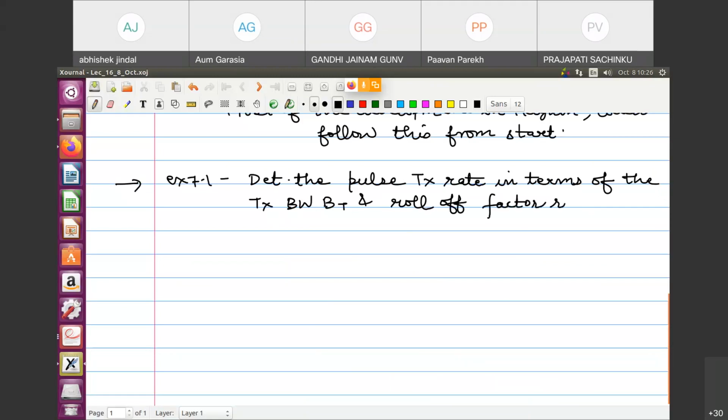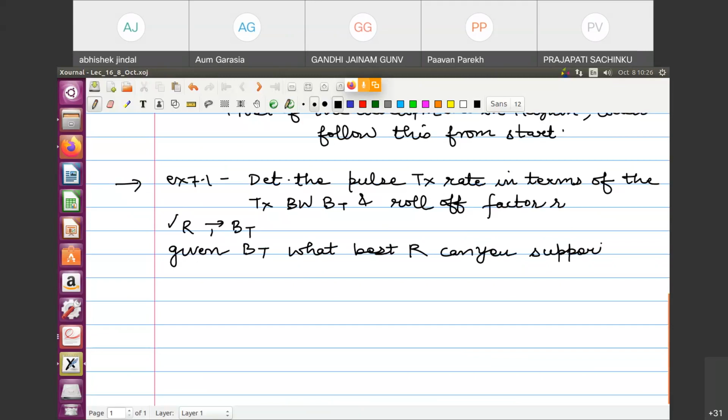Now why it is said is, up to now what we had done was, we said that the bit rate of transmission was suppose R, and if the bit rate was R, we were finding the transmission bandwidth. But the problem is now reverse. Given Bt, what best R can you support? That is the problem now. Okay, that is what this example tells you.